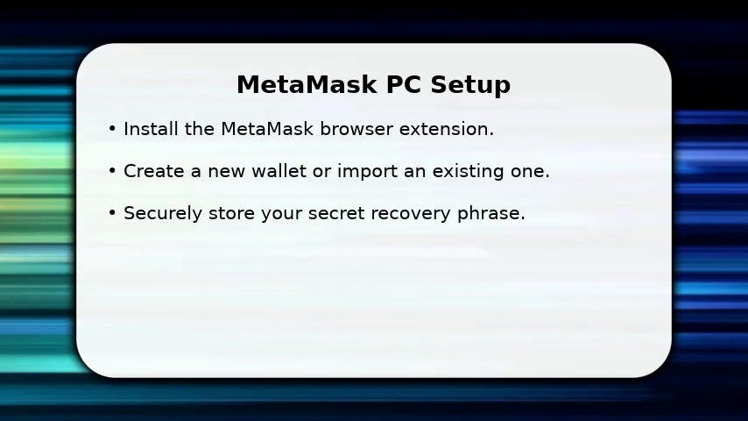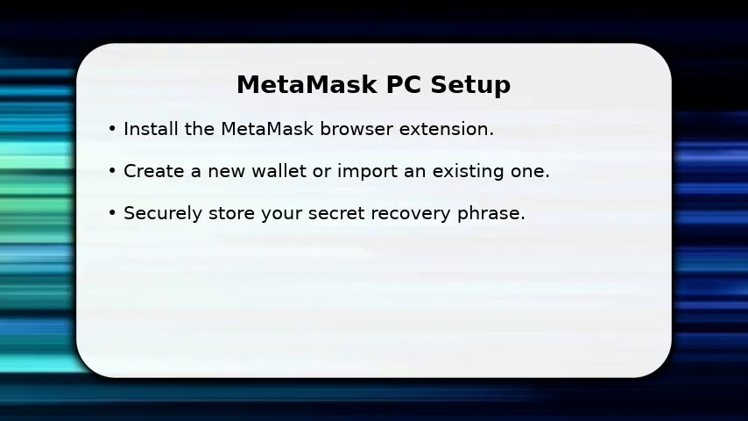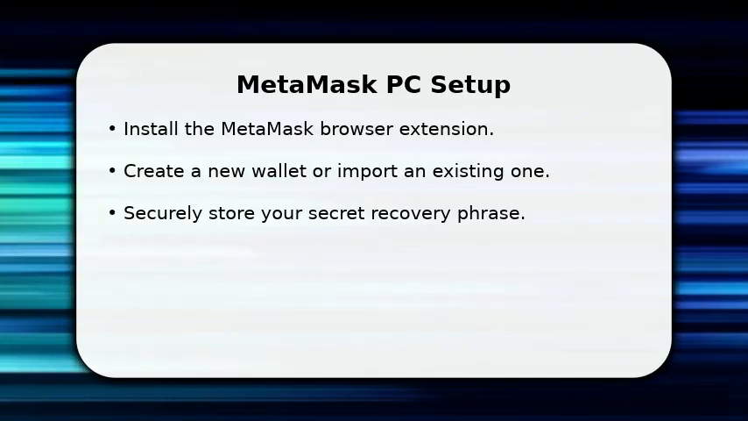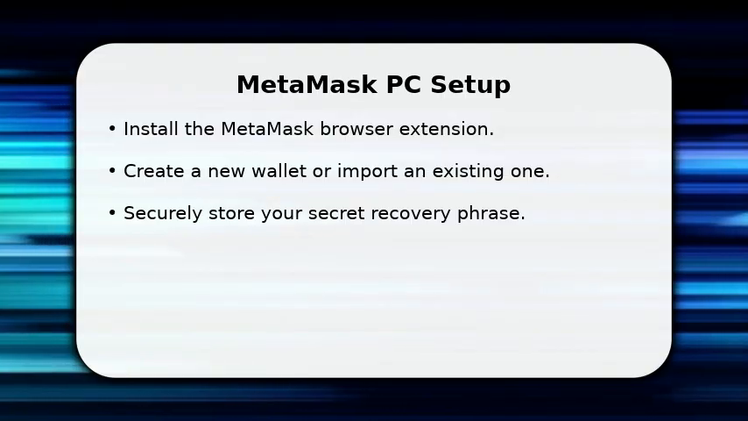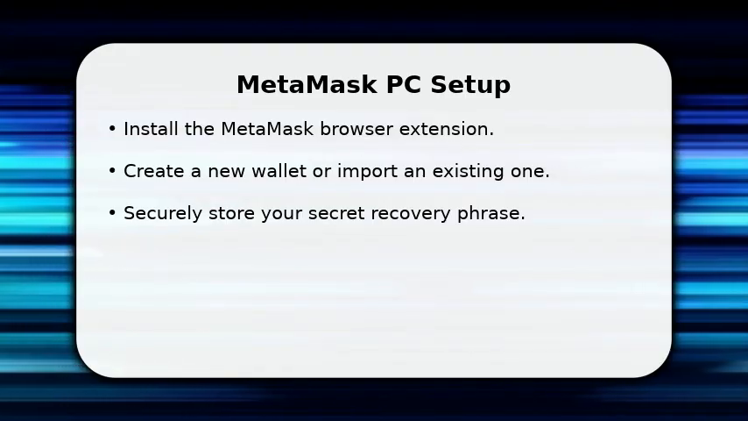In this video, I will explain how to use MetaMask on PC. First, open your preferred web browser and navigate to the official MetaMask website. Install the browser extension, which is available for Chrome, Firefox, Edge, and Brave. Once installed, you'll either create a new wallet or import an existing one using your secret recovery phrase. Remember to keep this phrase extremely secure.